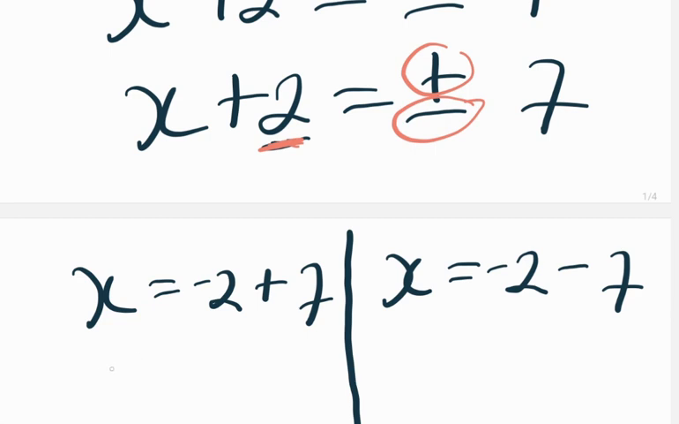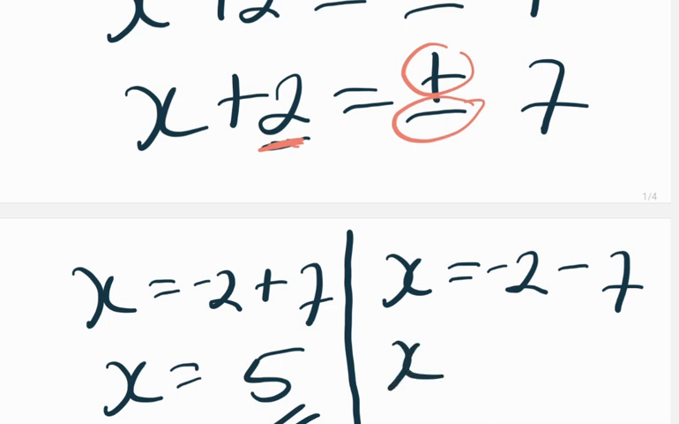So the first one, s equals minus 2 plus 7, that's going to give us plus 5, because you are owing 2, you are having 7. When you pay the 2 you are owing, you're going to be left with 5, right? So let's proceed. s equals 5. This is one of the answers, right?